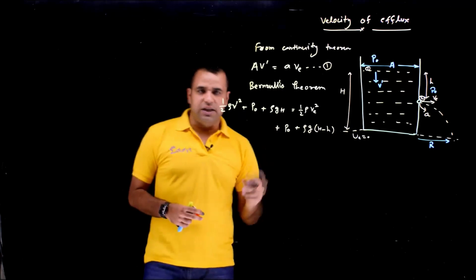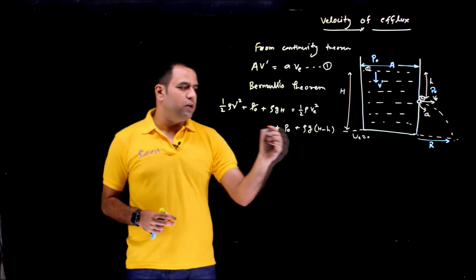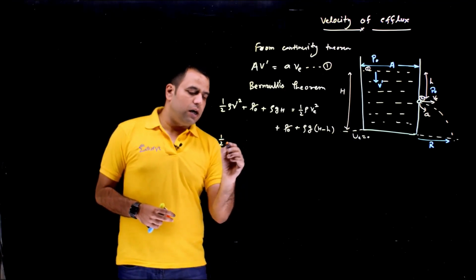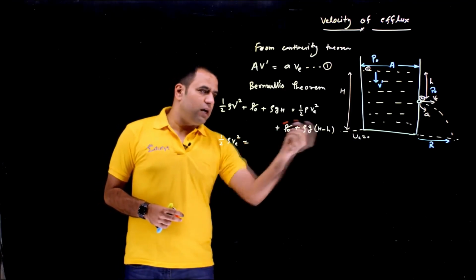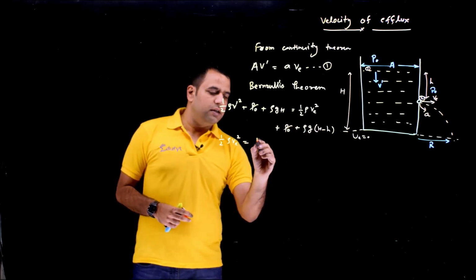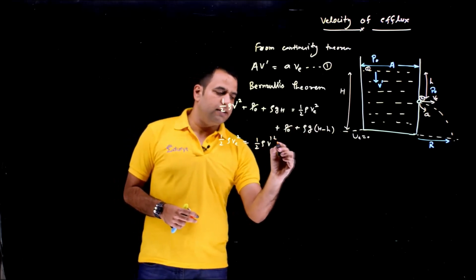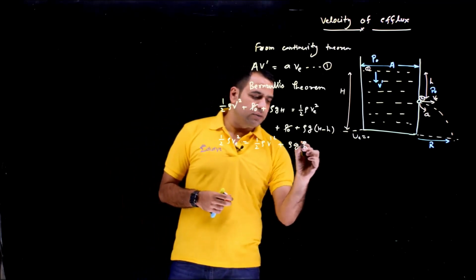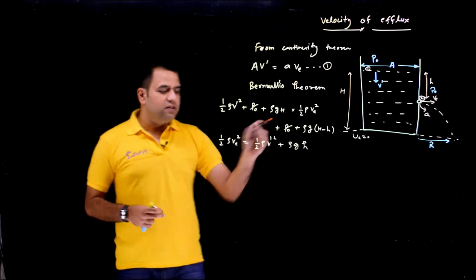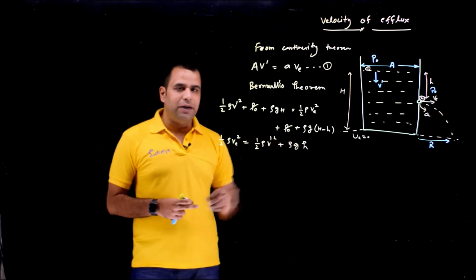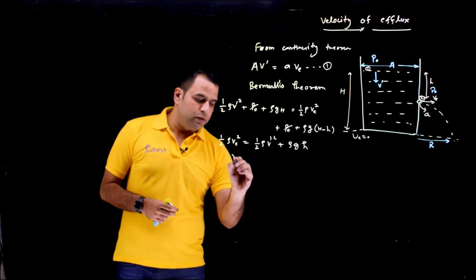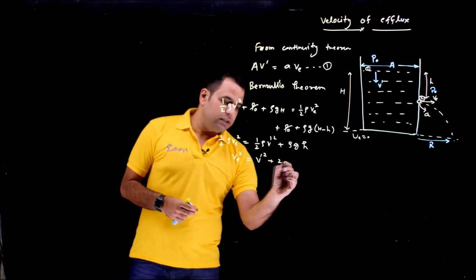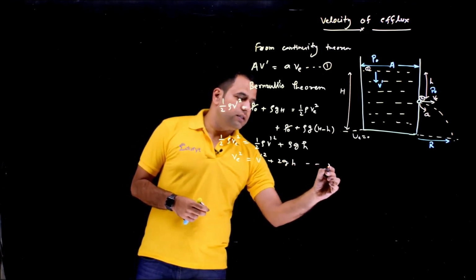So let's rearrange this equation. This P naught and this P naught will cancel out. We will get half rho VE square equals half rho V dash square plus rho g small h. Let's rearrange it further: we multiply by 2 and divide by rho. So we get VE square equals V dash square plus 2gh. This is our second equation.